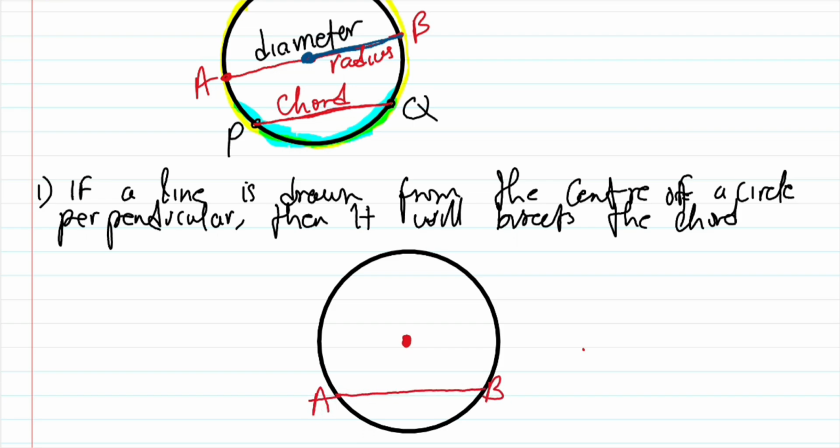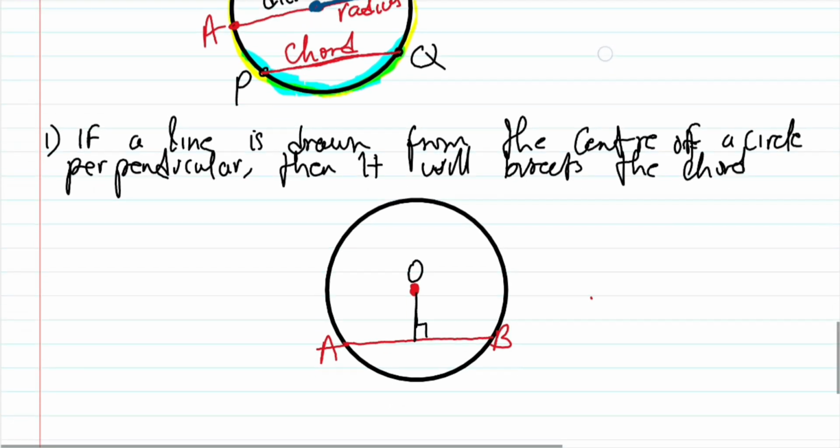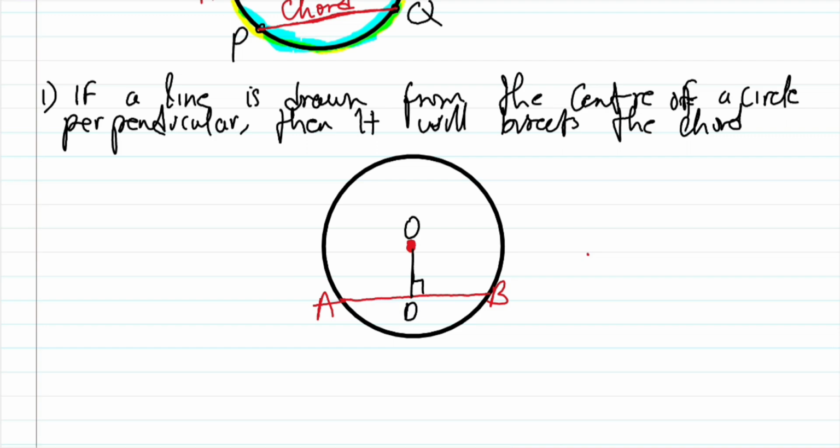So if we have a line which is drawn from the center perpendicular to this chord, so let's say this is O. This line from the center perpendicular to the chord will also bisect the chord. That means AD will be equal to DB.